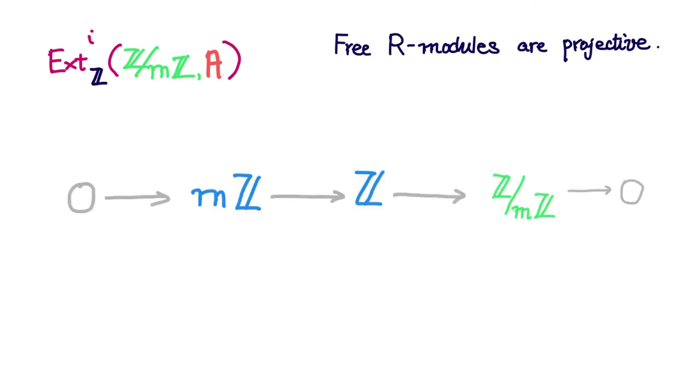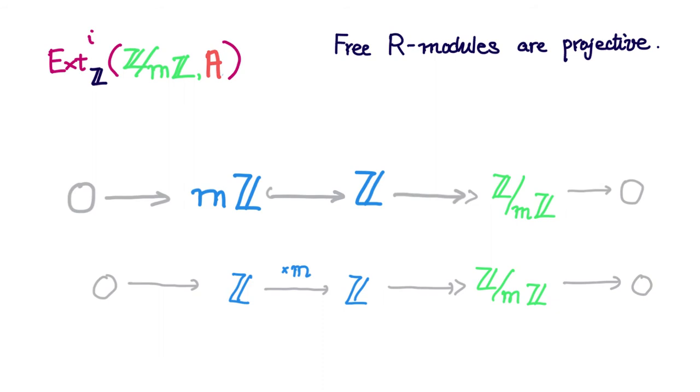Thus, to find a projective resolution for any given module, we just need to find a free resolution. For example, we have the following free resolution for the Z module Z mod mZ. We get this map here by observing that Z mod mZ is generated as a Z module by a single element 1. So we have a surjection from the free module on 1 generator to Z mod mZ, sending 1 to the generator of Z mod mZ.